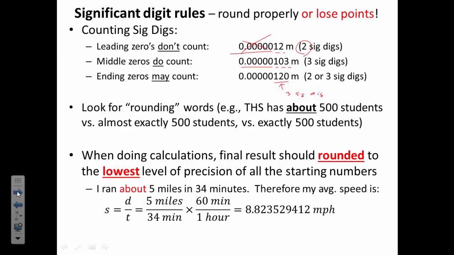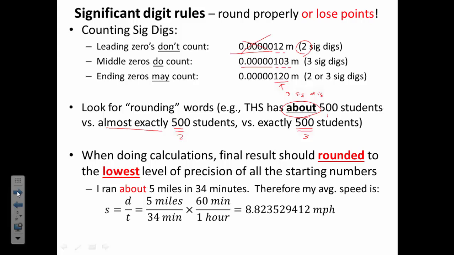So look for rounding words. In the example before, I put in some keywords about 500 students. That tells you the number is probably rounded or a guess. Almost exactly 500 students. We probably have more precision. Maybe we have 2 significant digits on that. Exactly 500 students. We'd expect all 3 significant digits to count like that. So looking at the wording can give you an idea of how many digits should actually be included in the count of number of significant digits, especially when you have zeros at the end of the number. How do you treat those?